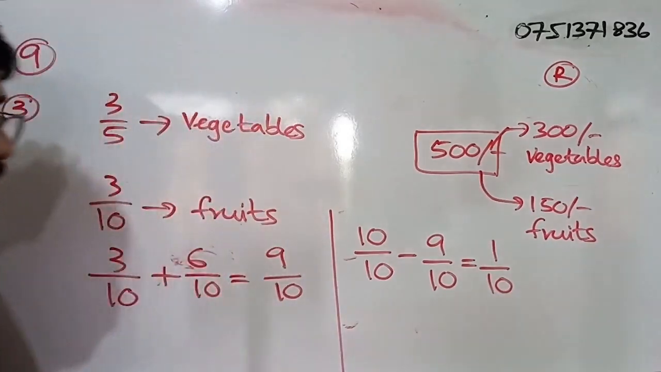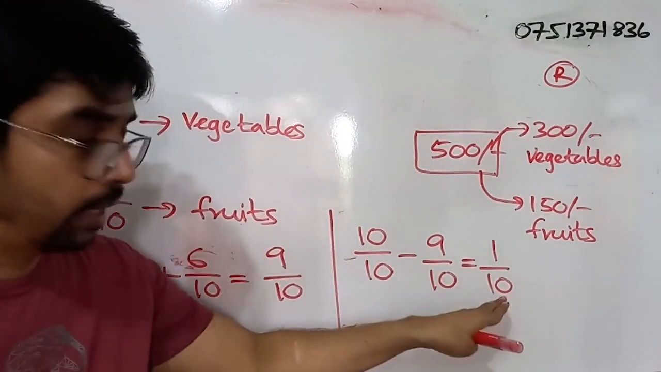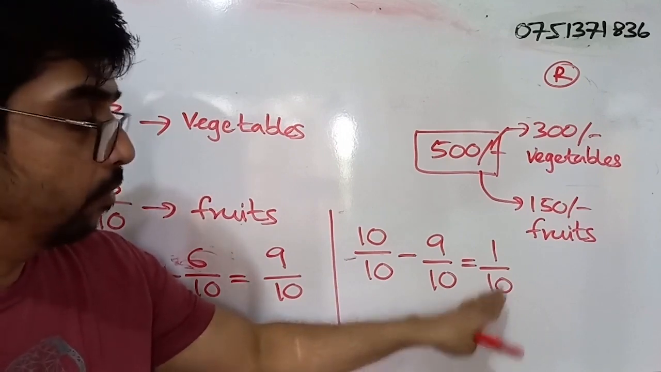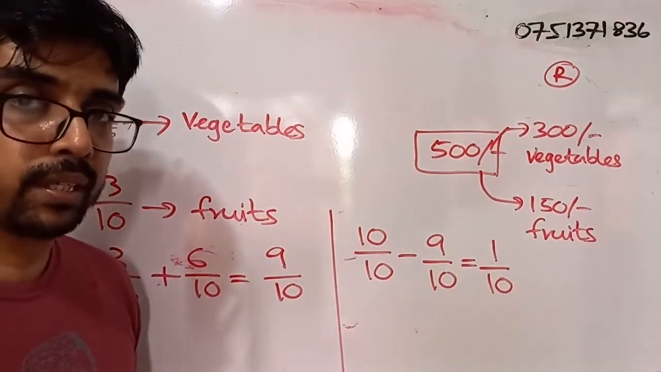1 by 10. So what is the amount that she actually tried to save? A quarter. So what is the amount finally she had saved in real life? 1 by 10. So she can't do it. She couldn't do it.